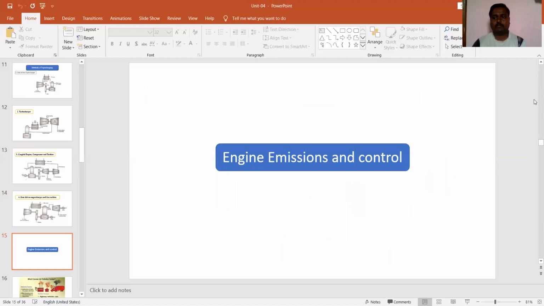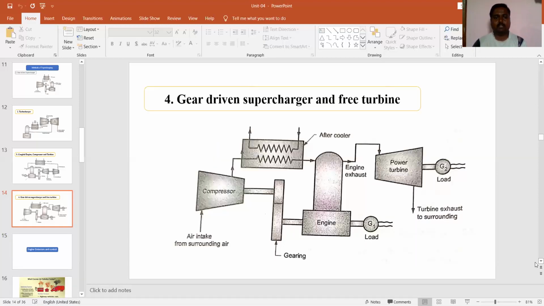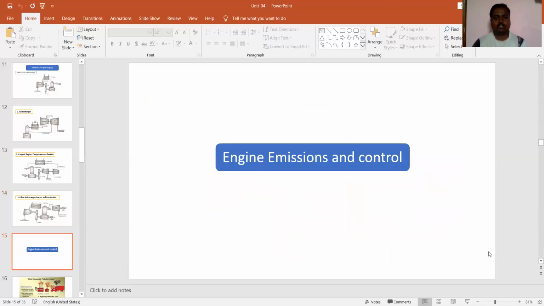Here the second part of unit number 4 is completed, that is supercharging. The last part of this unit number 4 is remaining, that is engine emissions and control. We will study this part in the next session.